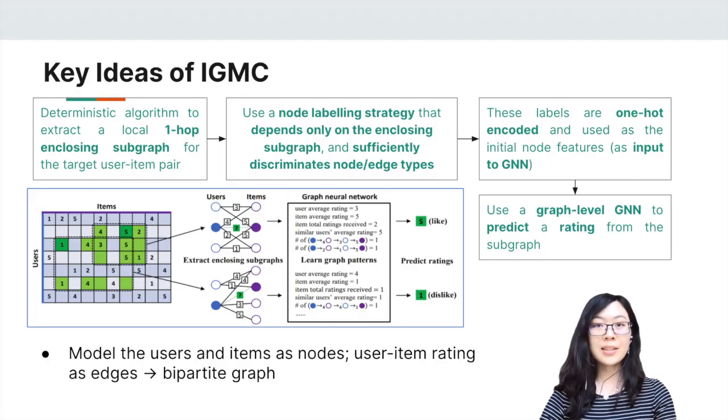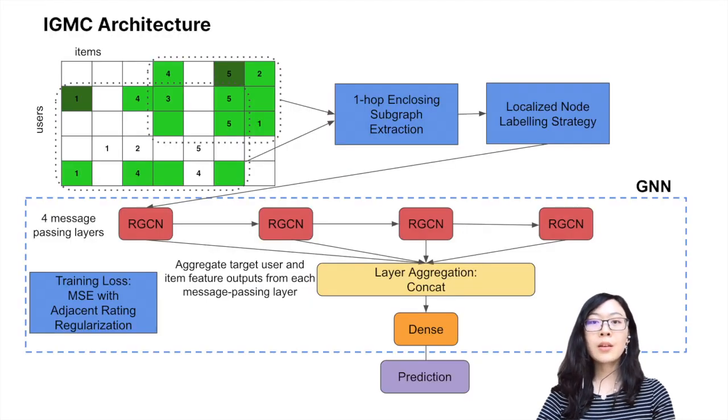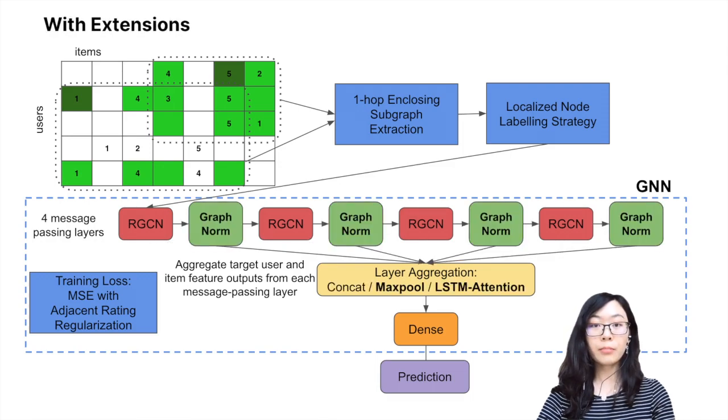Now let me introduce the techniques of IGMC and our extensions. In general, IGMC has 3 steps. The first is to process our user-item matrix to generate the input, where we include one-hop subgraphs around the target node. The second step is a local node labeling strategy, which allows IGMC to be inductive and thus independent of the original global matrix. Finally, we feed the subgraphs into a GCN architecture consisting of 4 GCN layers, an aggregation layer, and a dense layer for prediction.